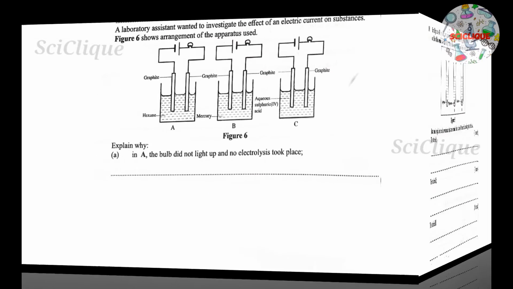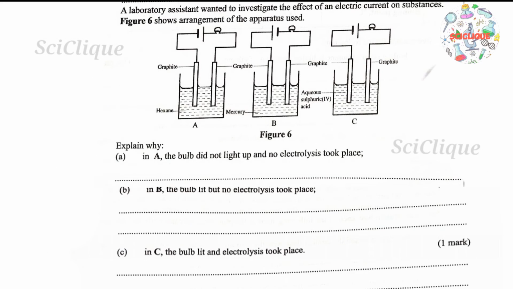Question 19. A laboratory assistant wanted to investigate the effect of an electric current on substances. Figure 6 shows arrangement of the apparatus used. Now, if you look at the arrangement, we have apparatus A, B, and C. In A, we have hexane, B, mercury, and C, we have aqueous sulfuric acid. So these are supposed to act as our electrolyte.